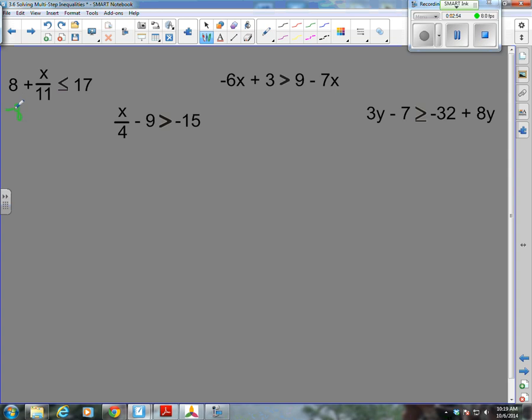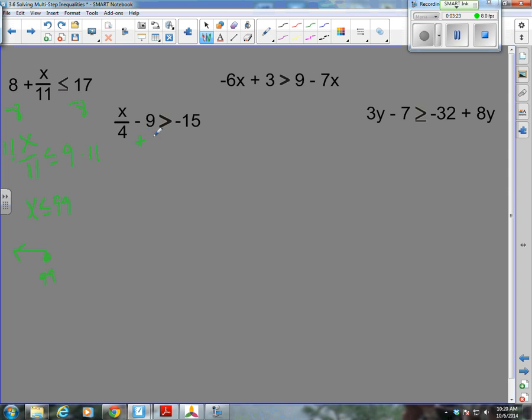So here I subtract 8. Subtract 8, I get x over 11 less than or equal to 9. Okay, multiply by 11 on both sides because x is being divided by 11, so I have to do the opposite. So x is less than or equal to 99. I'm not going to graph that for you, but if you did, color circle going to the left, that would be on 99. Okay, you should have a number line. I'm doing it shorthand just to kind of speed this up a little bit.